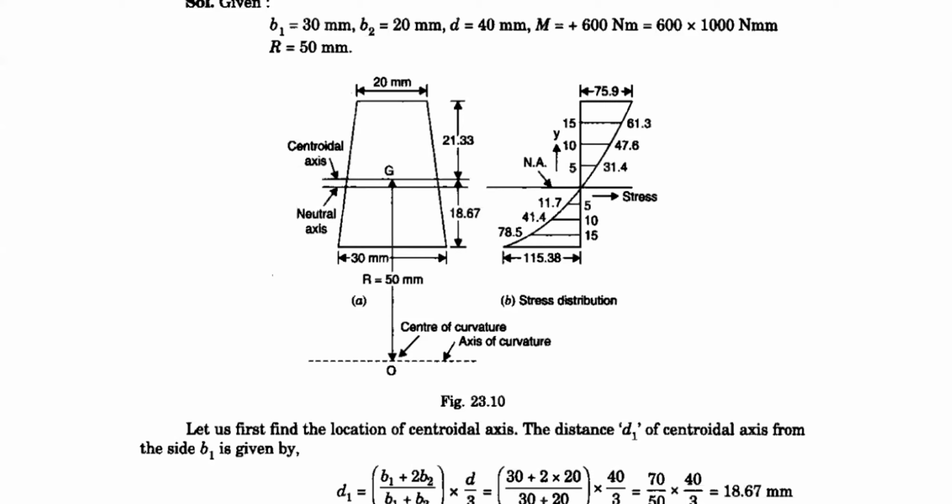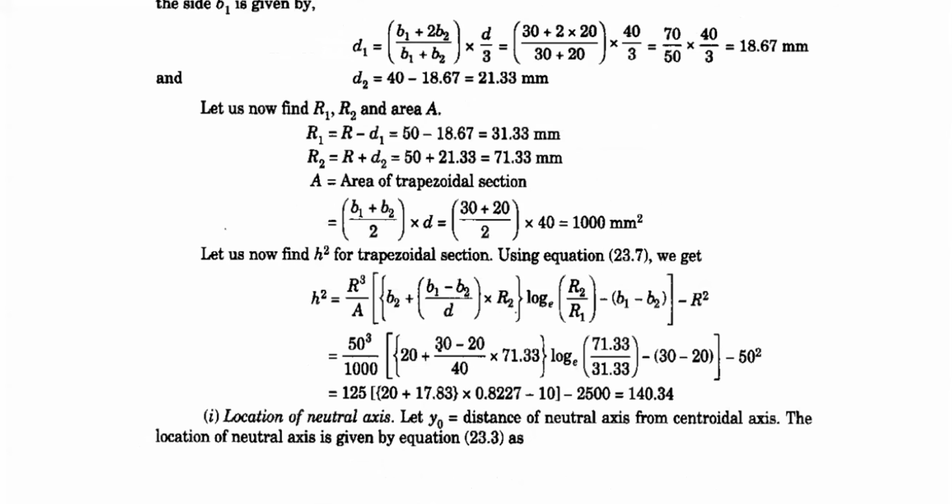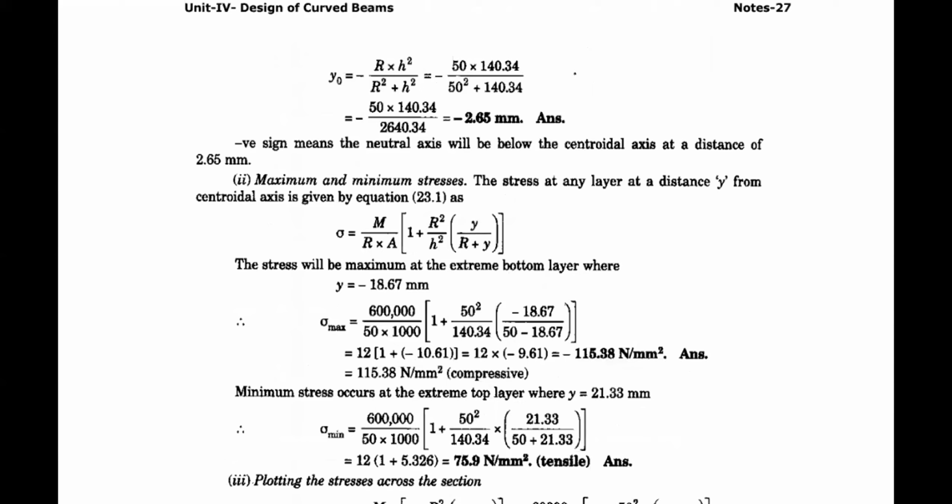So the y-bar value is minus 2.65, which is the correct answer, and the h square value correct answer is 140.34. Right. So h square value is 140.34, and the location of the neutral axis as usual. You are getting a negative value, so it is minus 2.65 mm, and it is always below the centroidal axis, right? As below the centroidal axis.